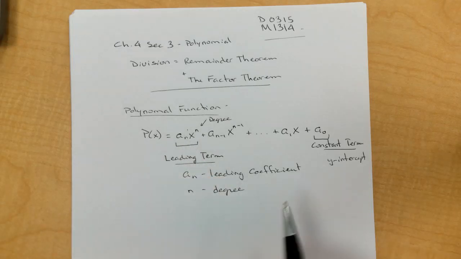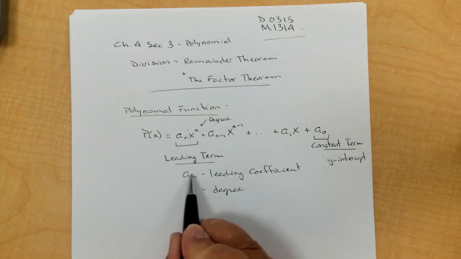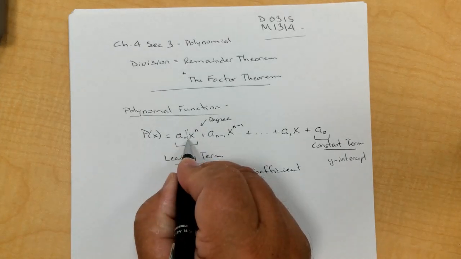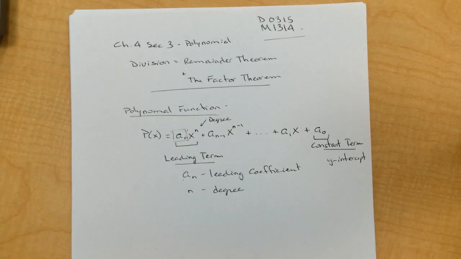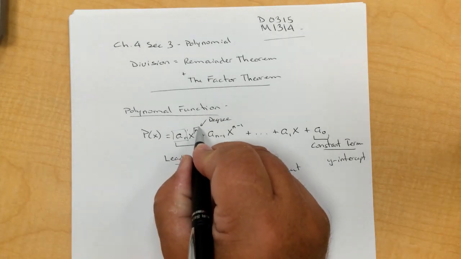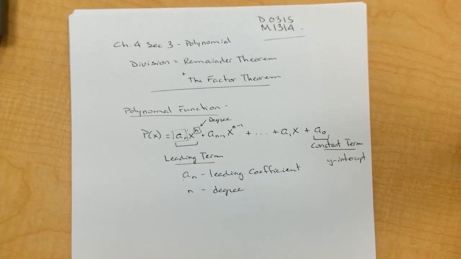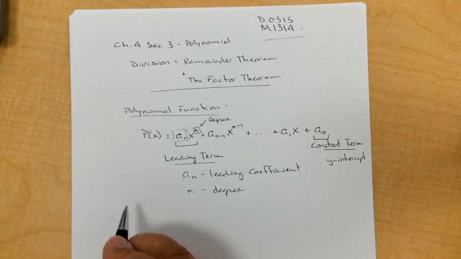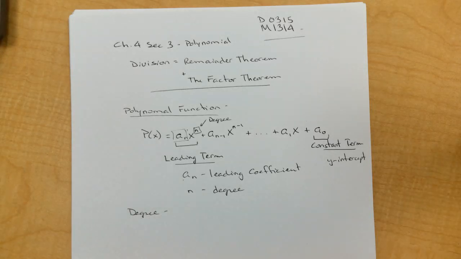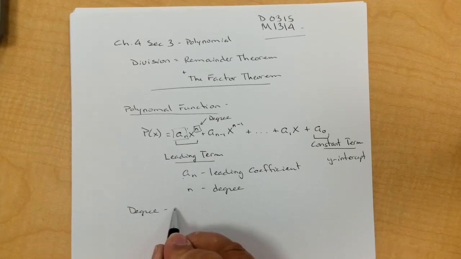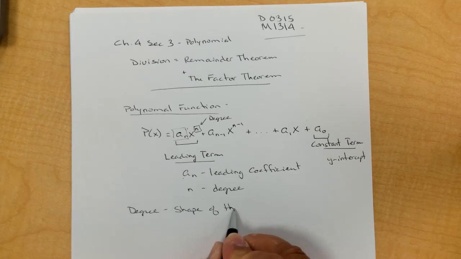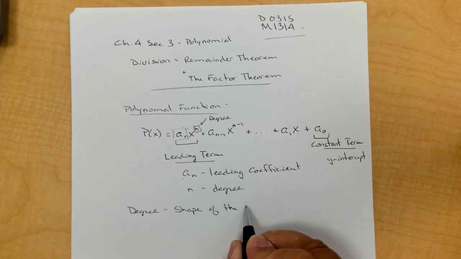What good is knowing a is the leading coefficient, the number in front of x? What does that tell us? Why is it important to know the degree of a polynomial? It tells us what sort of graph, what sort of equation it is.